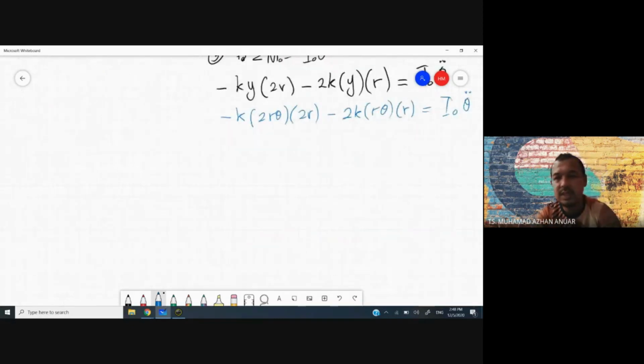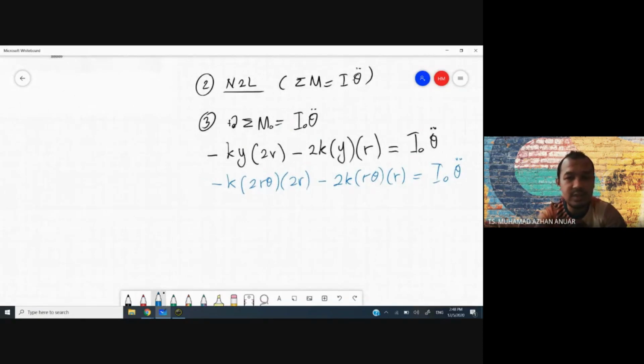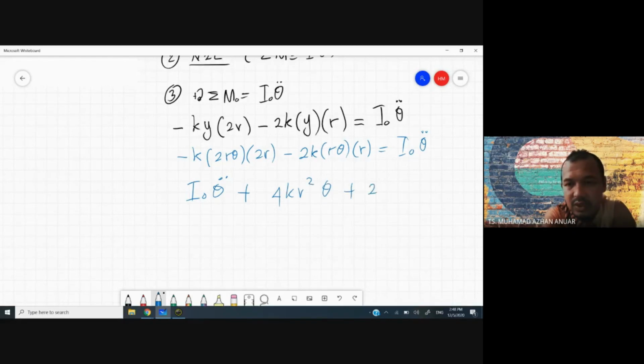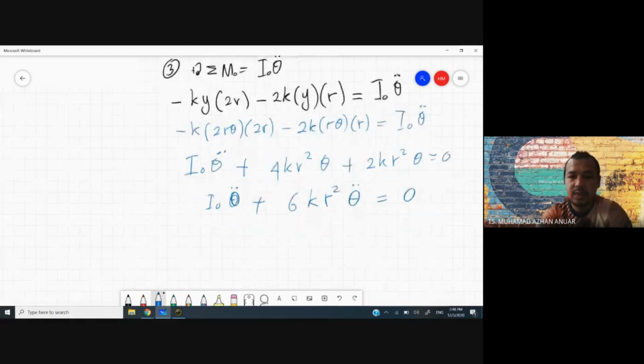Since we want to maintain only one coordinate system, we use the theta coordinate system as our representation. From here, we rearrange this equation as I naught theta double dot plus 4K R squared theta plus 2K R squared theta is equal to 0. Rearranging further, we have I naught theta double dot plus 6K R squared theta is equal to 0.